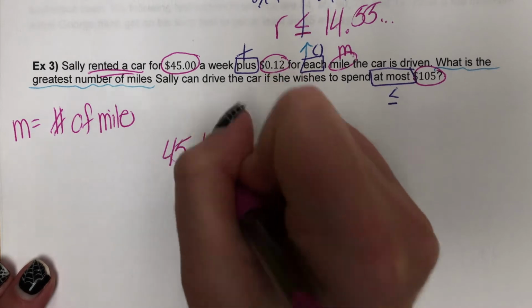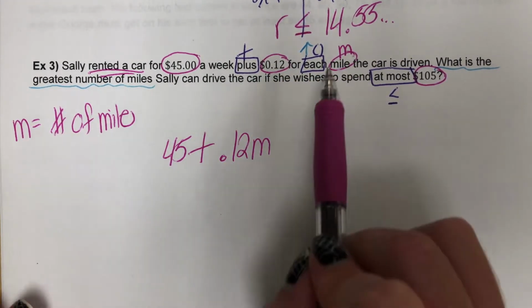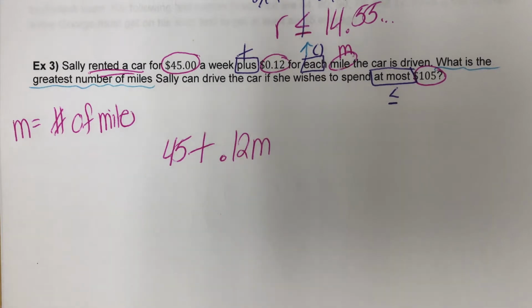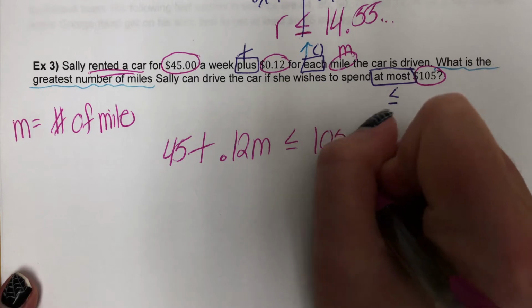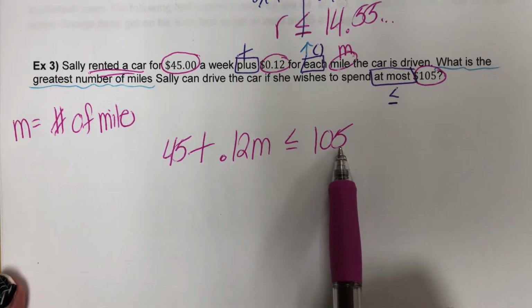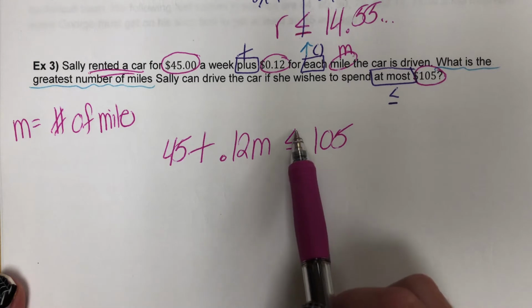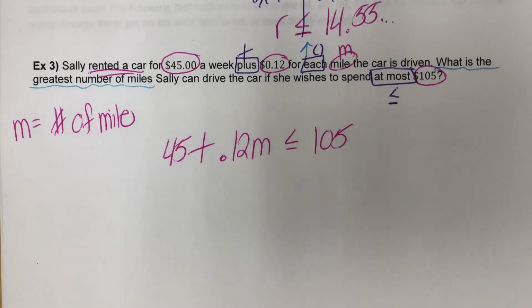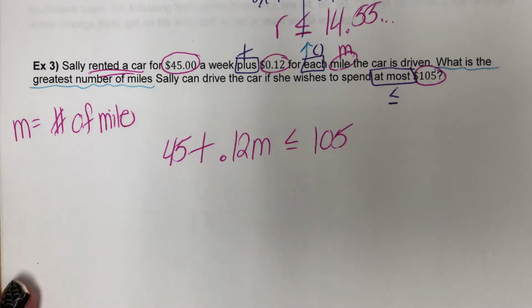So I'm gonna pay extra, that's my plus. It's 12 cents for each mile. So I'm going to multiply 12 cents and M, and that's gonna be at most 105. So less than or equal to 105. Because again, I can spend $105, I can equal 105, but that's the most. I can't go any more. I can only be less for the less than symbol. It says, what is the greatest number of miles? Right now, I don't know. So I'm gonna drop a train track and start solving.